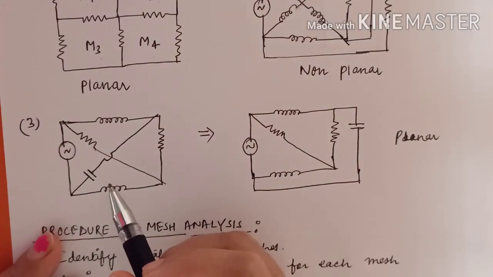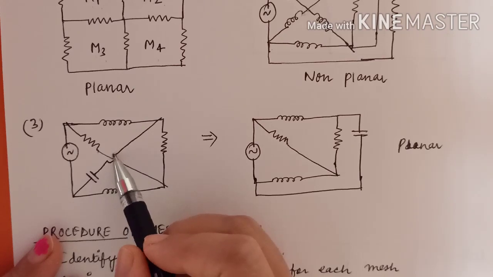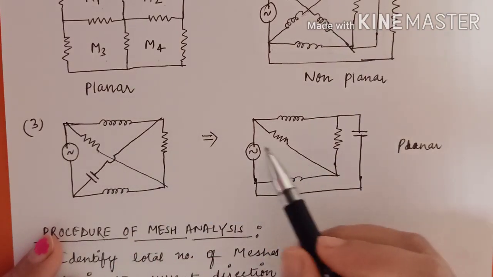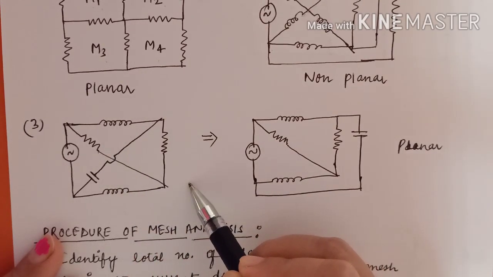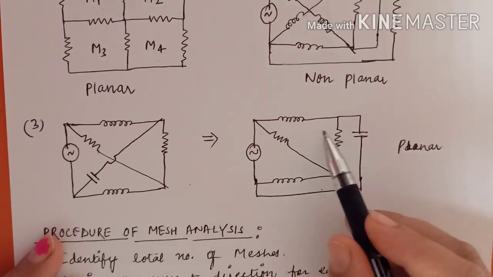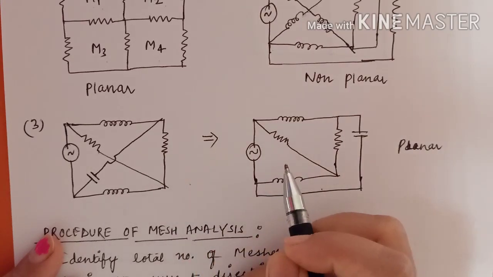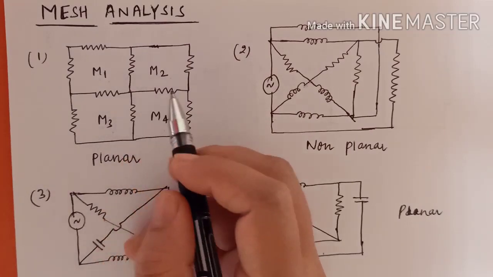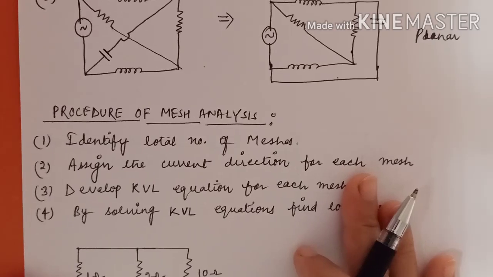Another planar network example is this network. You might think that this is a crossover, but this is not a crossover. You can draw this network like this, meaning draw this line to here. So here no crossover is present. So this network is your planar network. So mesh analysis can be applied only for a planar network, and a mesh is a loop that does not contain any inner loop. Clear?